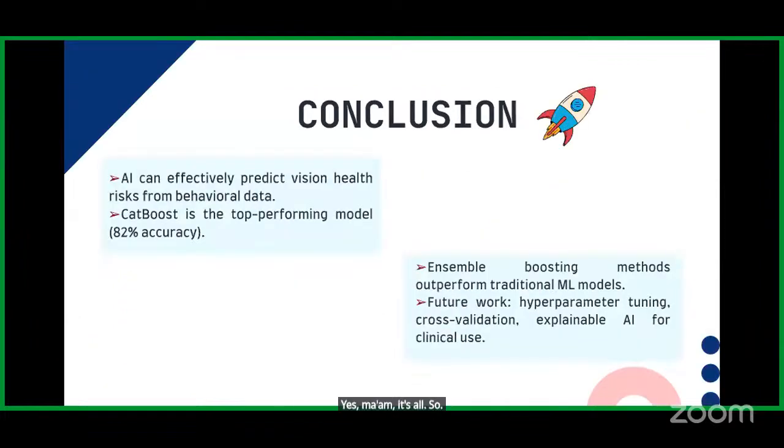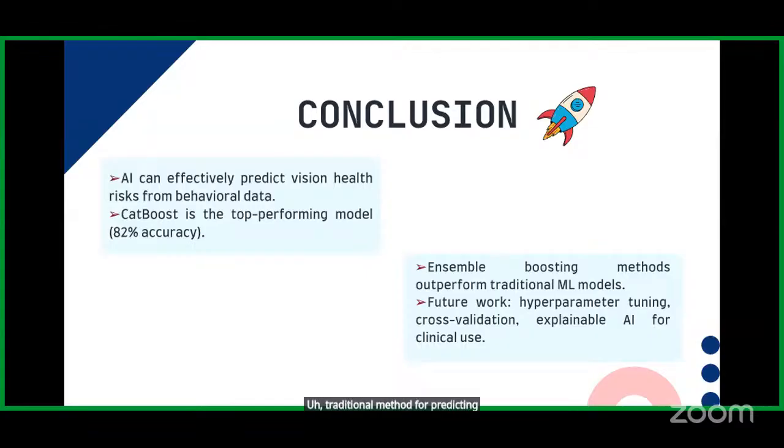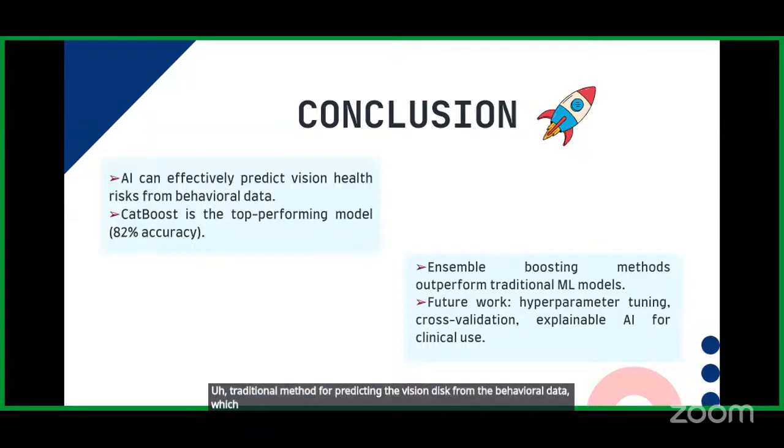So after the discussion, talking about the whole thing and moving further to the conclusion, we concluded that the boosting models did outperform all the traditional methods for predicting vision risk from the behavioral data, which was our data set. CatBoost performed the best, as we can see in the graph as well. This can be used for effective screening, to layer and prioritize patients for timely clinical follow-up. We can use it as an early diagnostic method.